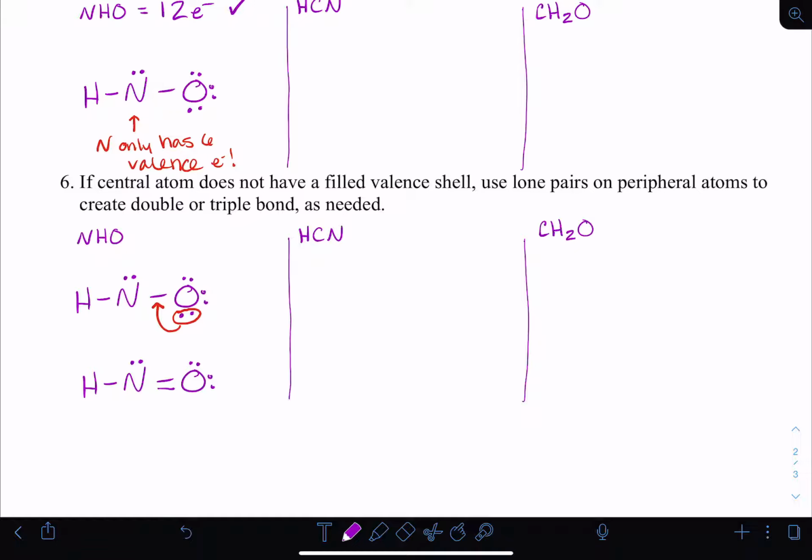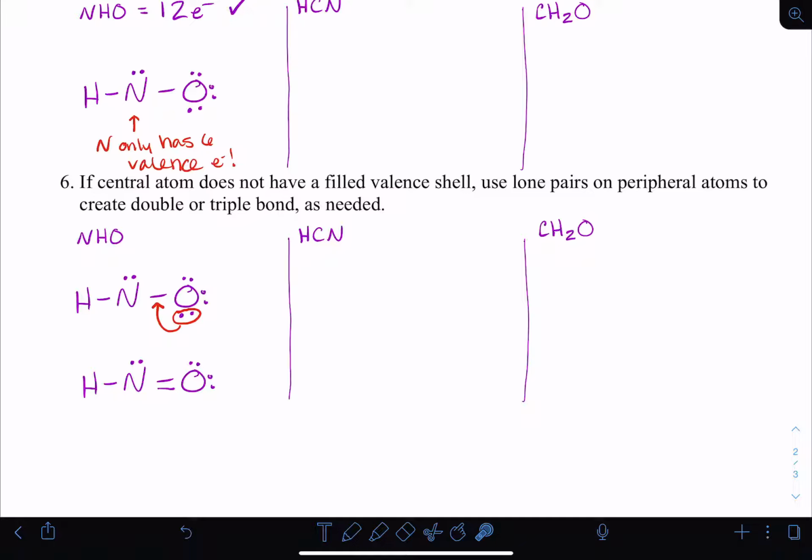So now in this structure, oxygen still has a filled valence shell. It has 2, 4 from the 2 lone pairs, plus 2 and 4 from the double bond, for a grand total of 8 valence electrons. The nitrogen still has its 1 lone pair, but now it has 3 bonds around it, 1 single and 1 double, for 6 more electrons for a total of 8.